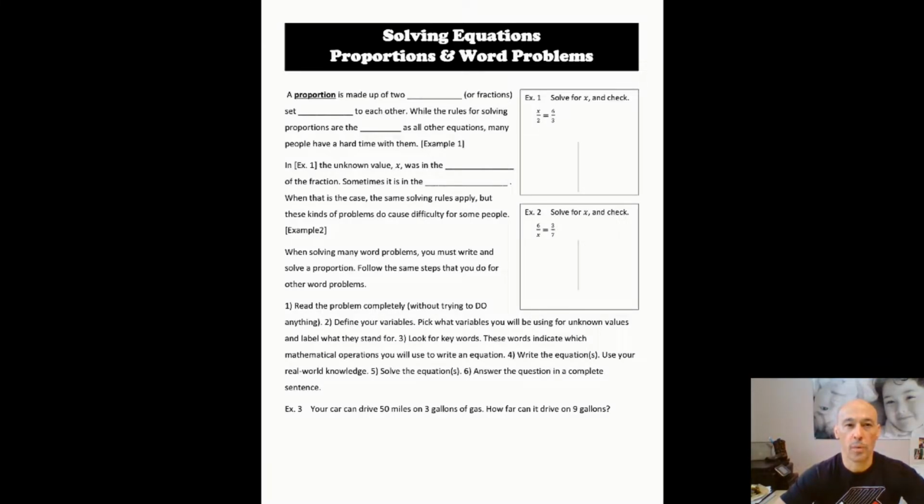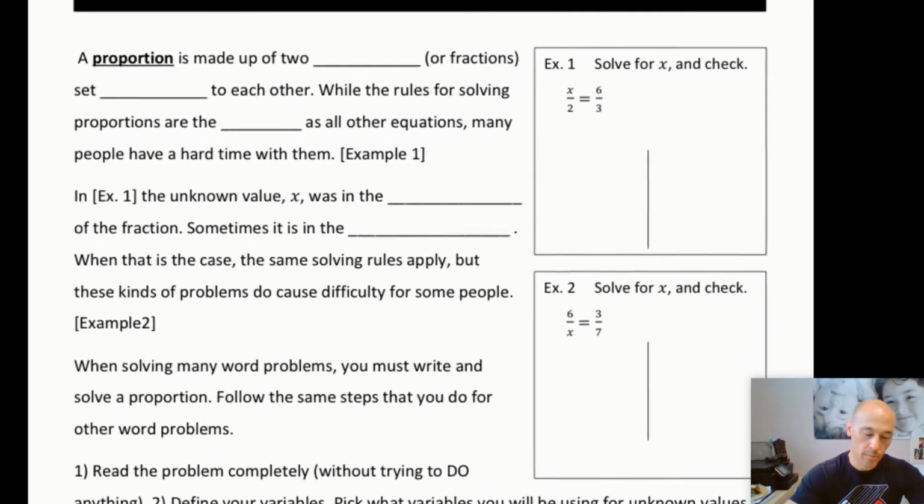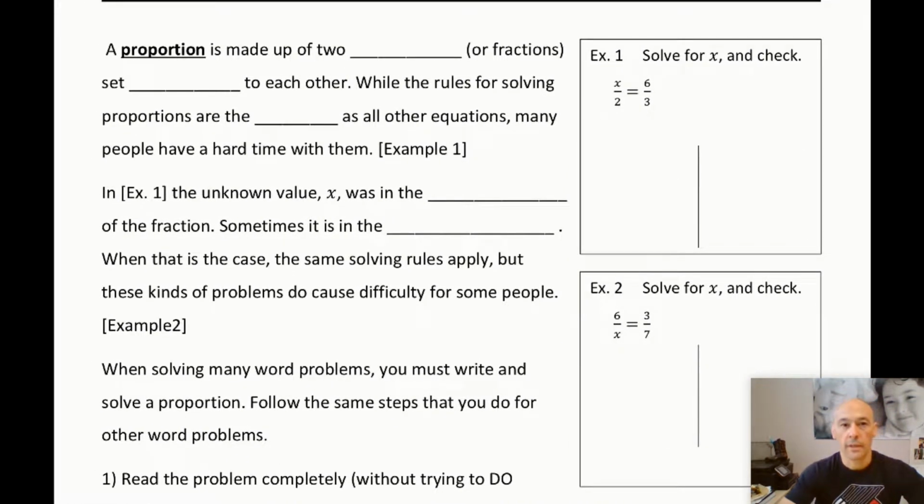Solving equations, proportions, and word problems. A proportion is made up of two fractions. Another word for fractions is ratios, set equal to each other. While the rules for solving proportions are the same as all other equations, many people have a hard time with them.